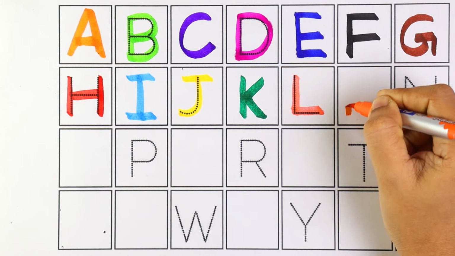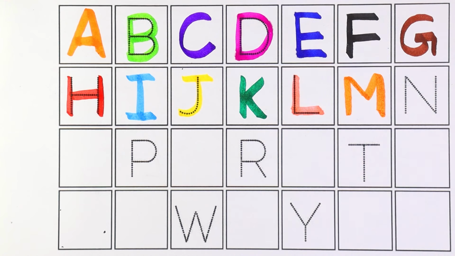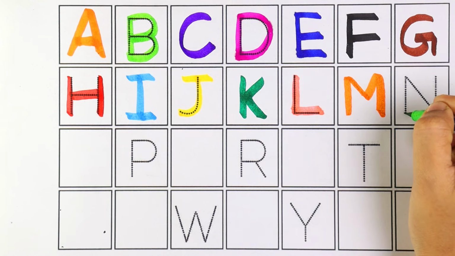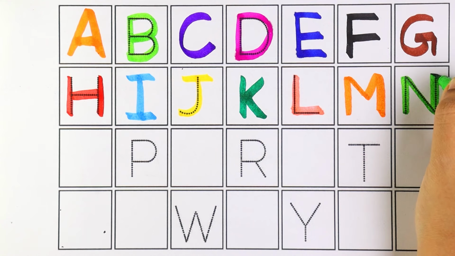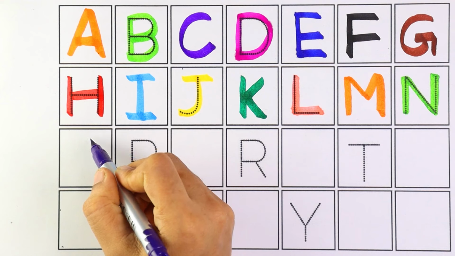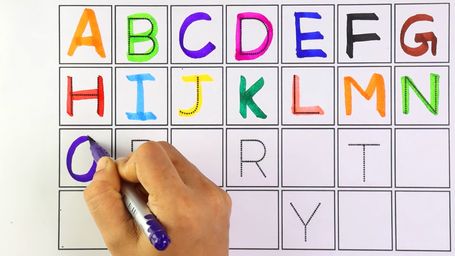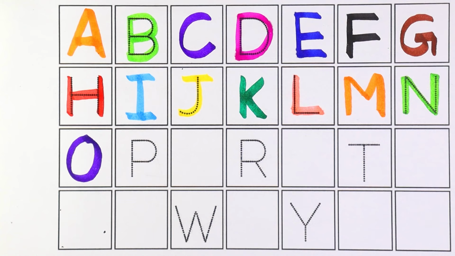Orange color. M. M for monkey. M for mango. Light green color. N. N for nest. N for noodles. Purple color. O. O for octopus. O for orange.